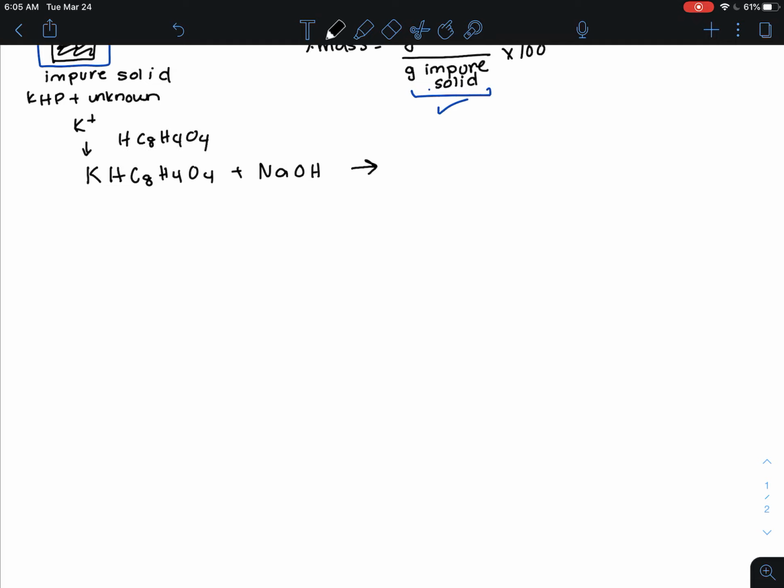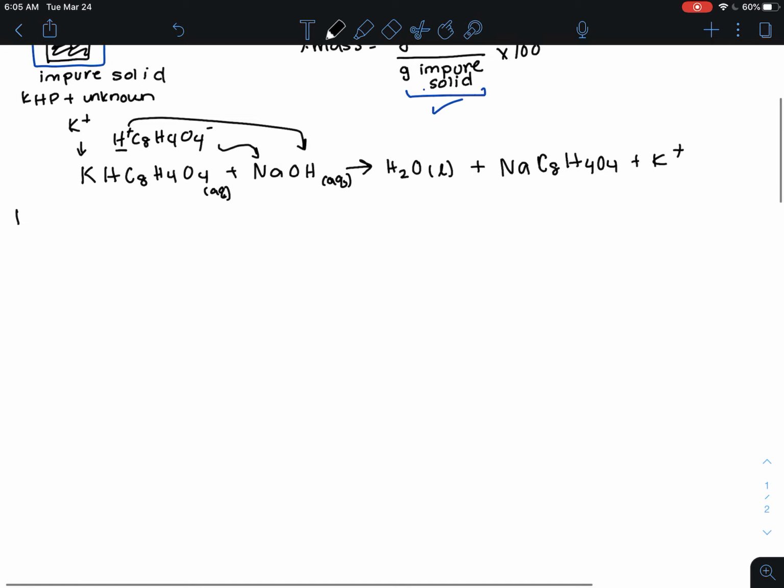How is this going to react with sodium hydroxide? Well, we know that this is the K plus, and this is the HC8H4O4 minus, right? And this hydrogen is what will react with the hydroxide. So I have my H2O that forms. And then this will then be minus once the hydrogen comes off, which will react with the sodium, forming sodium phthalate, plus potassium ion.